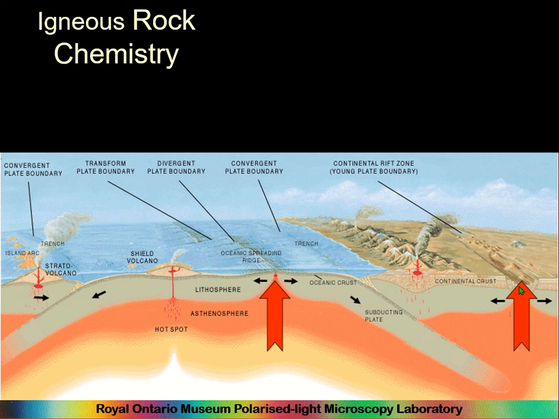Here it's doing exactly the same thing, only it's creating a rift valley, just as you can see in East Africa, for example. And so these plumes will push apart the crust, creating more oceanic crust.